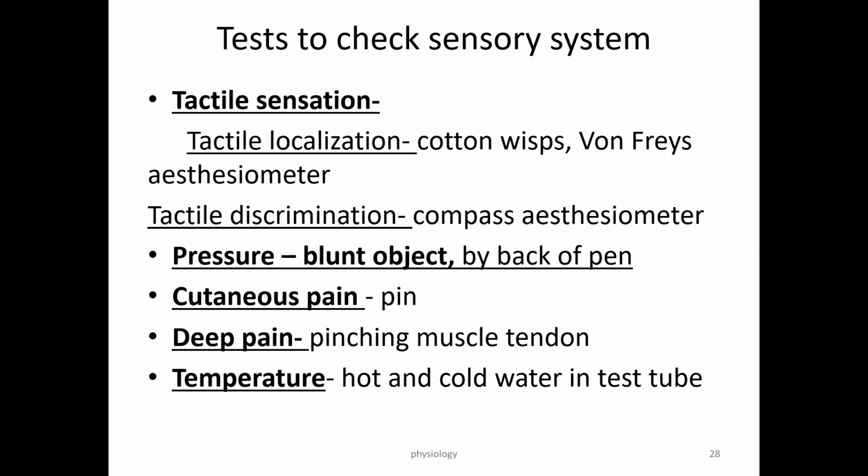How to test tactile sensation. There are two points on tactile sensation: tactile localization and tactile discrimination. But before starting this, remember that for checking the sensory system, you first explain the procedure and then ask the subject to close the eyes. Okay. And then we check the sensory system. For tactile sensation, we have tactile localization and tactile discrimination.